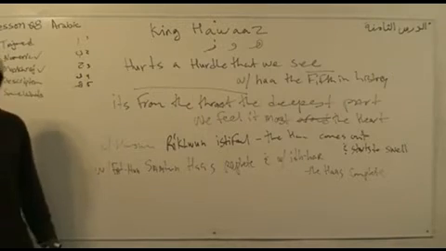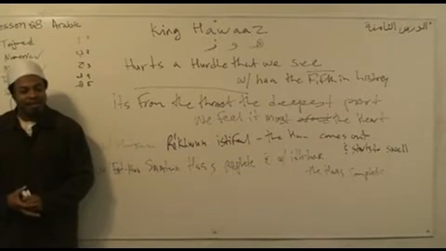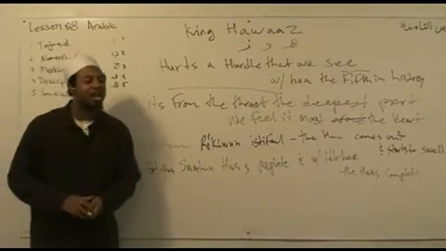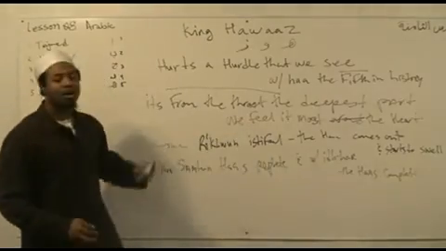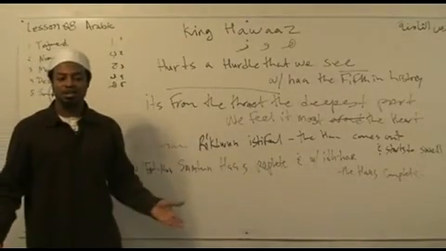Hurt's a hurdle that we see with ha, the fifth in history. Ha is different from ha, right? And these words help you recognize how to say the letter ha. Because all we have to say is hurt. All we have to say is hurdle. All we have to say is history.